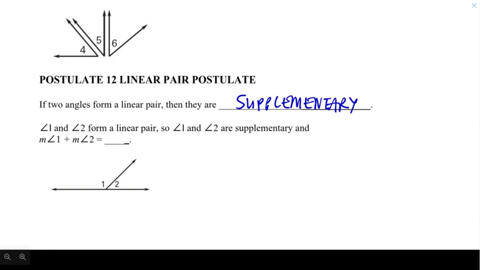So this is saying angle 1 and angle 2 form a linear pair. We know that angle 1 and angle 2 are supplementary. So we can say in symbol form that the measure of angle 1 plus the measure of angle 2 has to equal 180 degrees.